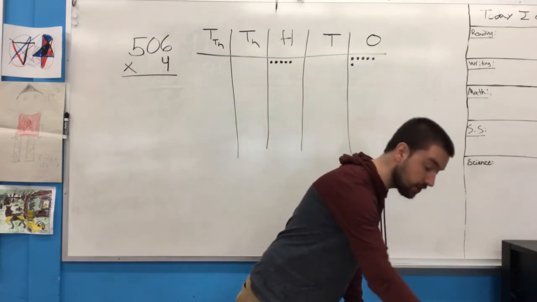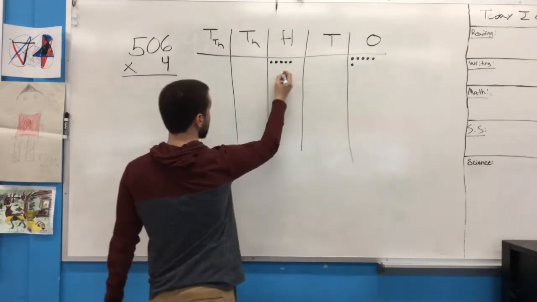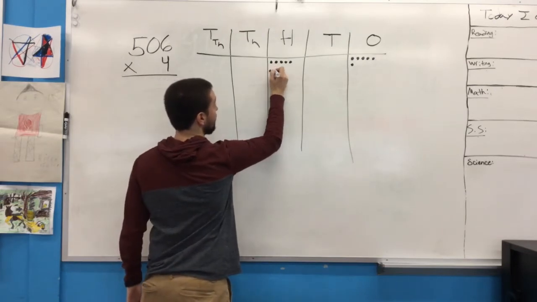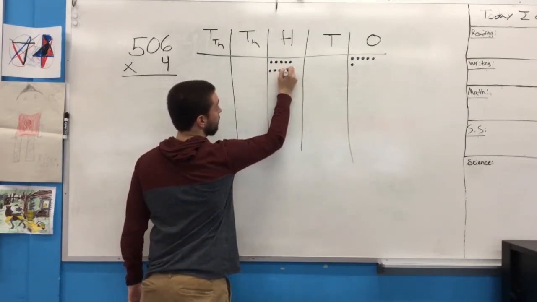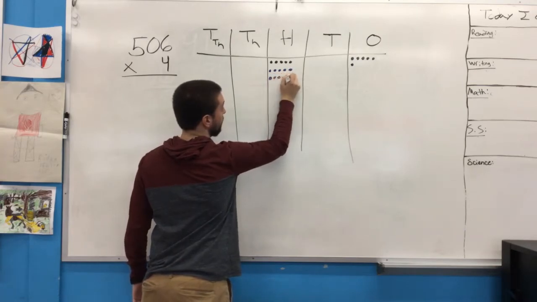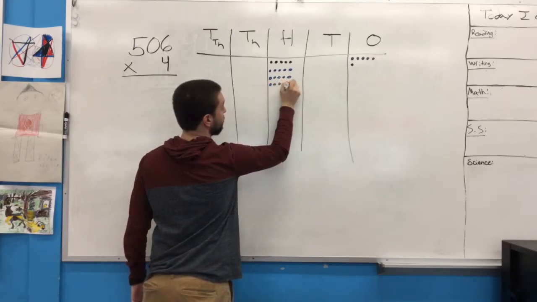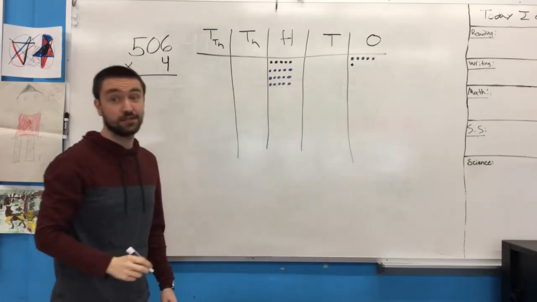So I'm going to get a different color so that we can see that. So I need to make sure I have 4 copies of 500s. 1, 2, 3, 4, 5. 1, 2, 3, 4, 5. 1, 2, 3, 4, 5. That's a lot of dots.